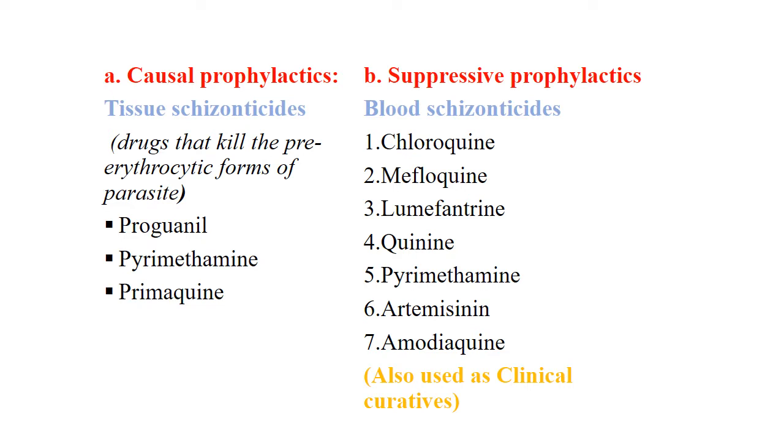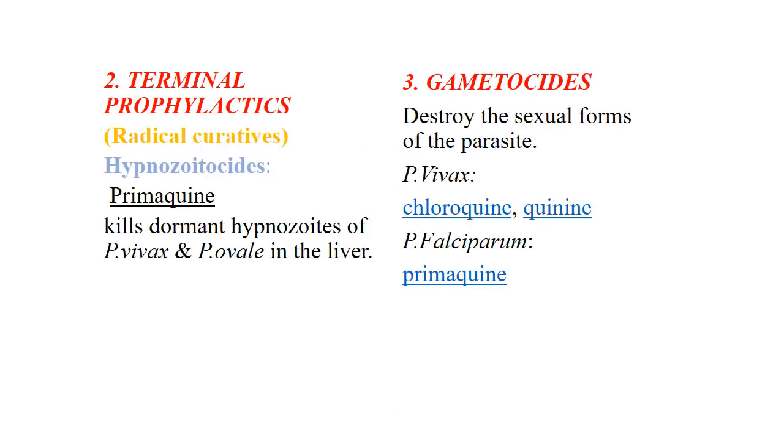And the next category, suppressive prophylactics. These drugs are the blood schizonticides. It includes chloroquine, mefloquine, lumefantrine, quinine, pyrimethamine, artemisinin, and amodiaquine. It is also used as clinical curatives. Blood schizonticides are also called clinical curatives. Next, terminal prophylactics, which are also known as radical curatives.